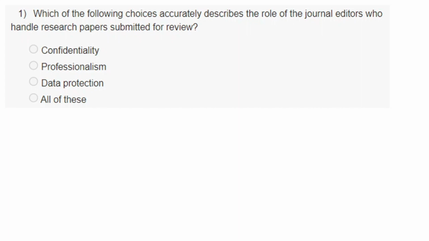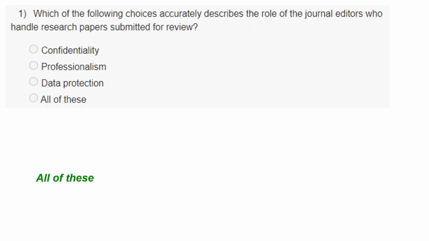When you're submitting your articles to journals, there are editors, scientific editors, who are professionals in this domain, and they review your paper. So what do you think is... All of these. Anybody else? Any other option? Any other opinion? Yeah, it's correct. So all of these.